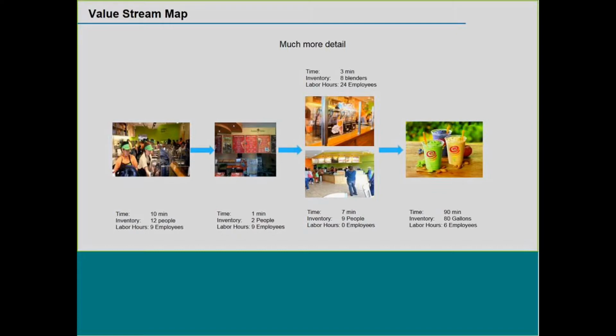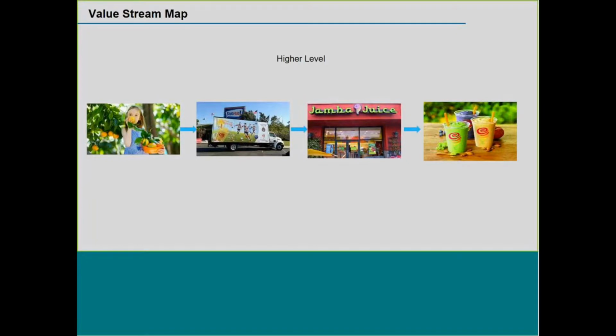Assigning some sort of value so that when someone reads your process map, reads your value stream map that you've created, they have a sense of what is going on within your process. That's the main goal behind the value stream map.